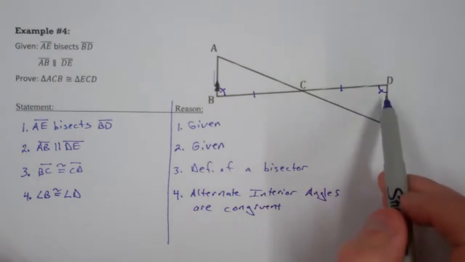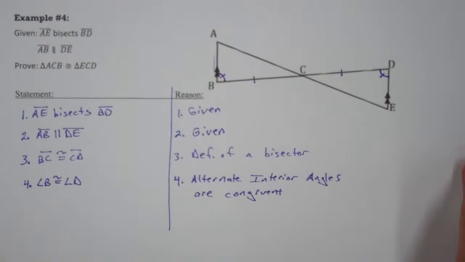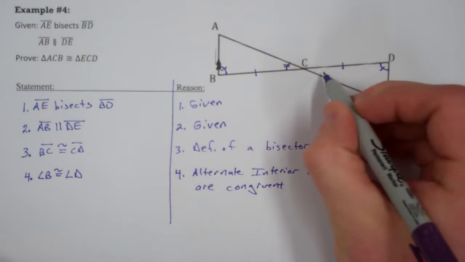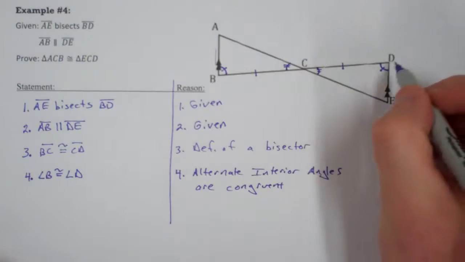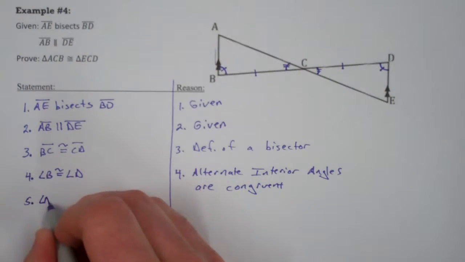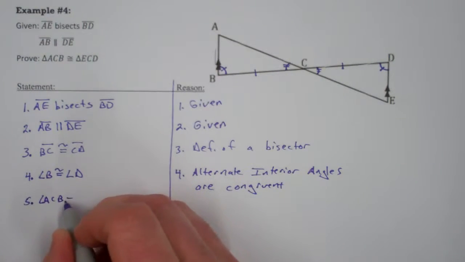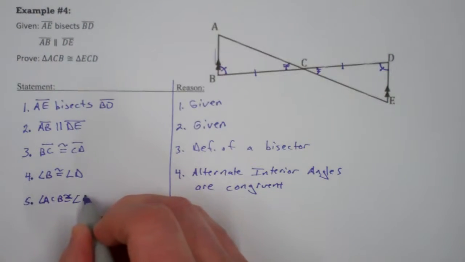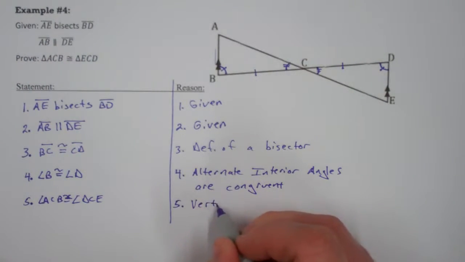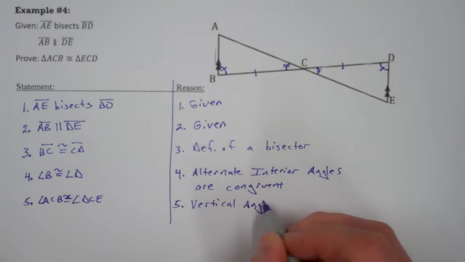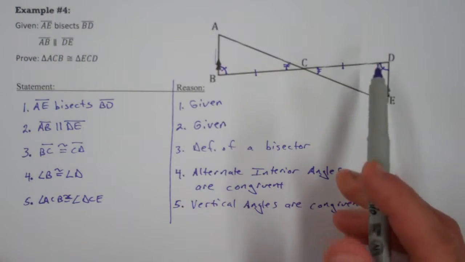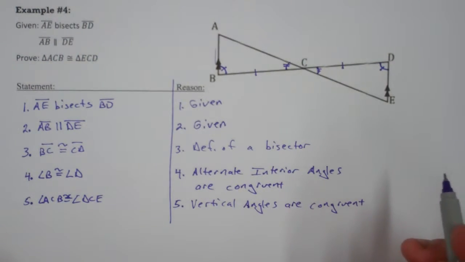We're getting closer here. We've got angle side, but we need to have three and in a specific order. So let's see if we can make a statement here about angle ACB and DCE. And we can actually make the statement that those are congruent. So we'll write angle ACB congruent to DCE. And the reason here is going to be vertical angles are congruent. Those two angles are non-adjacent and formed by two intersecting lines, so they must be vertical angles.